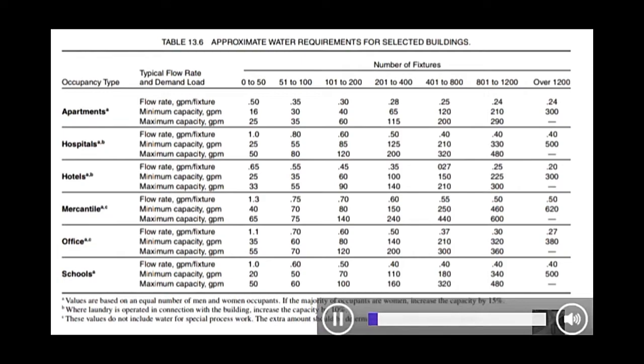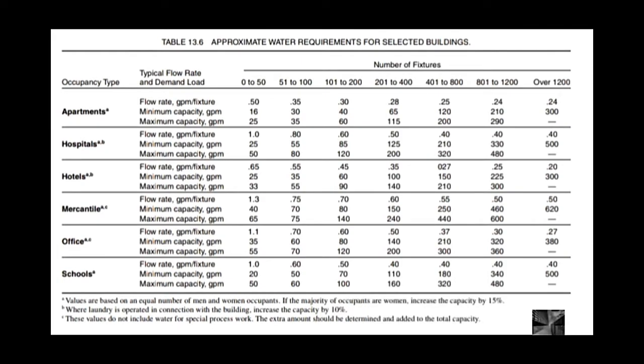Table 13.6 contains approximate water requirements for selected buildings. Sa table na ito, makikita natin ang iba't ibang type of buildings kung saan meron din silang iba't ibang flow rates and demand loads. For example, yung hospital, kapag meron itong 0 to 50 number of fixtures, may flow rate ito na 1.0 gallon per minute. At yung maximum capacity naman niya is 50 gallons per minute at ang minimum capacity ay 25 gallons per minute.